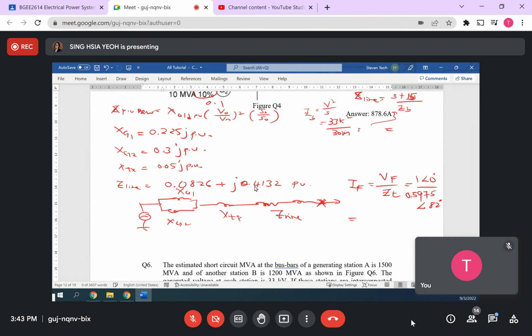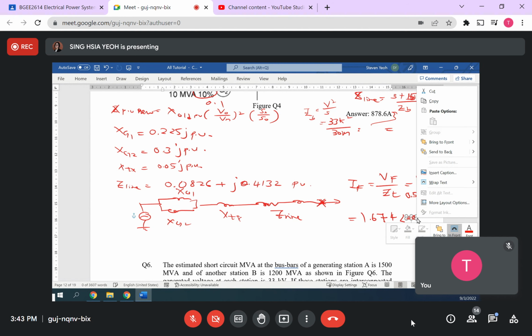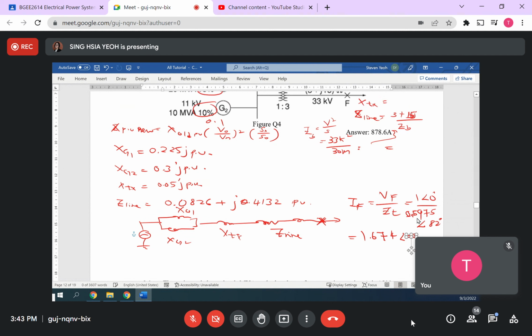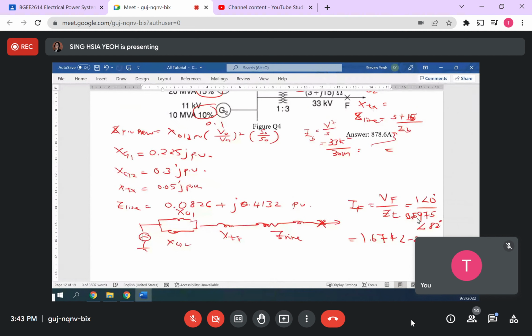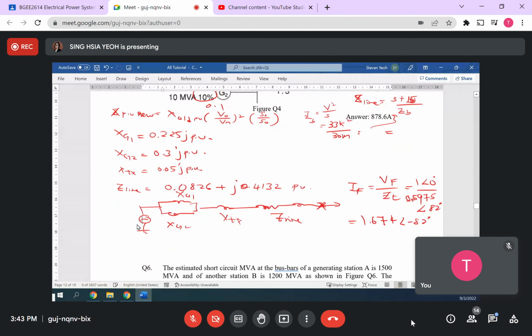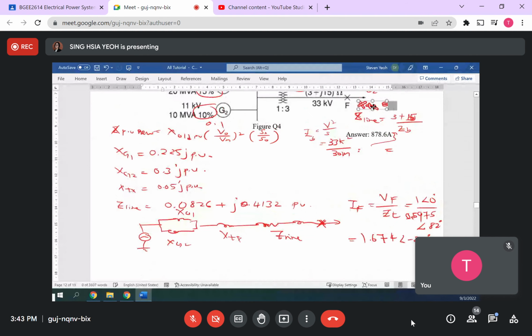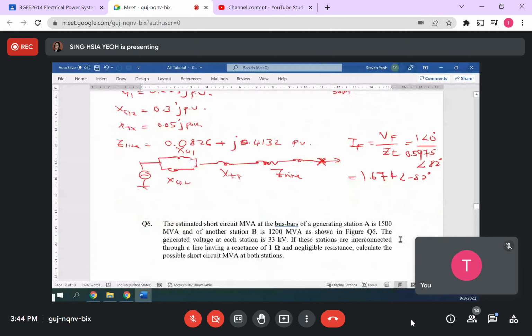Then you settle here, then you are going to get 1.674 angle negative 82 degree. This one will be in PU.